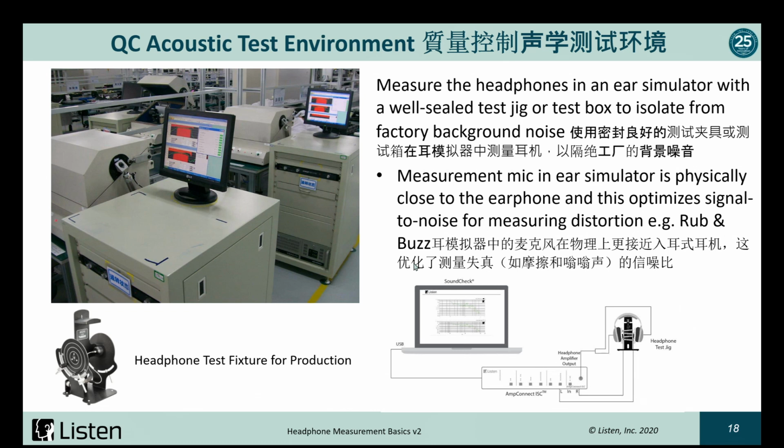If it's a circumoral, typically I recommend a headphone test fixture with either a flat plate, or maybe it has a coupler as part of the plate, but you have these alignment fingers and kind of a target so that you can make sure you get a very repeatable measurement. And if necessary, you can put it inside an acoustic test box. But if you have a good seal, because the earphone is so close to the measurement microphone in the ear simulator, you generally get a pretty good signal to noise ratio. But if you want to measure rub and buzz, you might need to put it inside a well-sealed box as well.